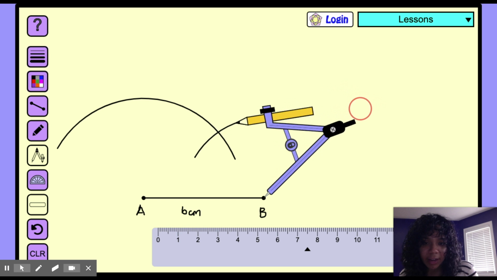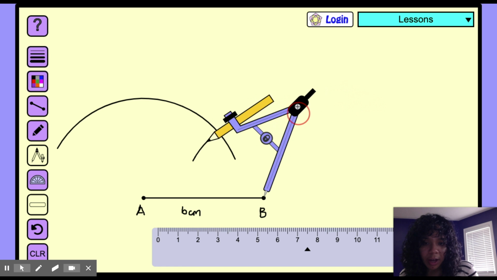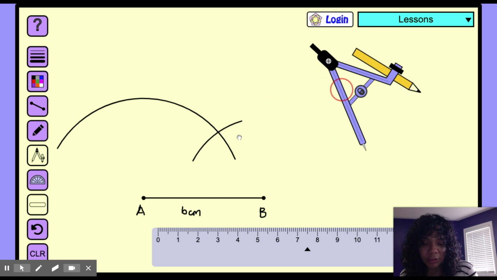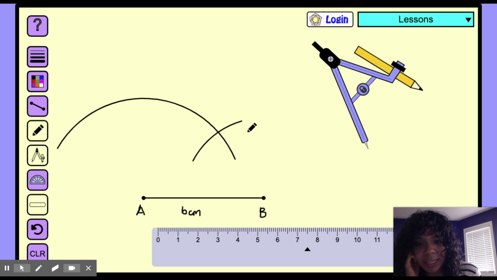So that's actually where the line would intersect, the two lines. So this point that I've made here, I'm going to just put a dot, okay, and I'm going to label it C.